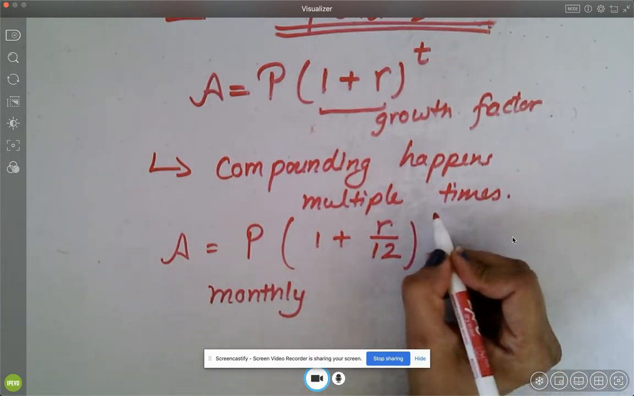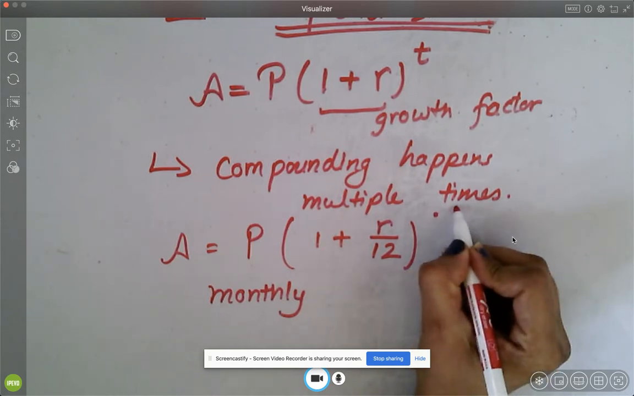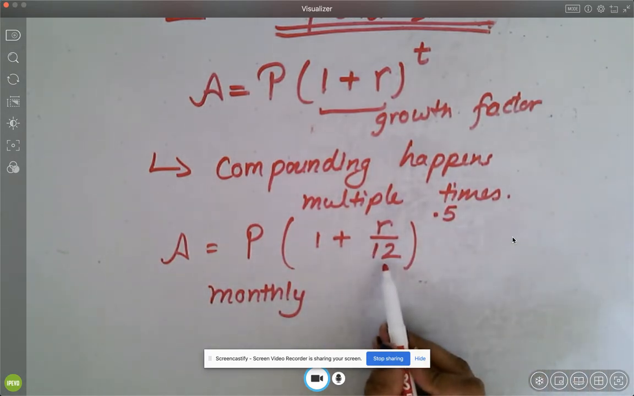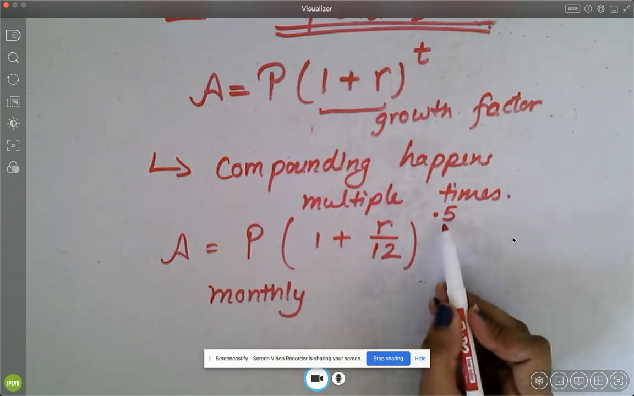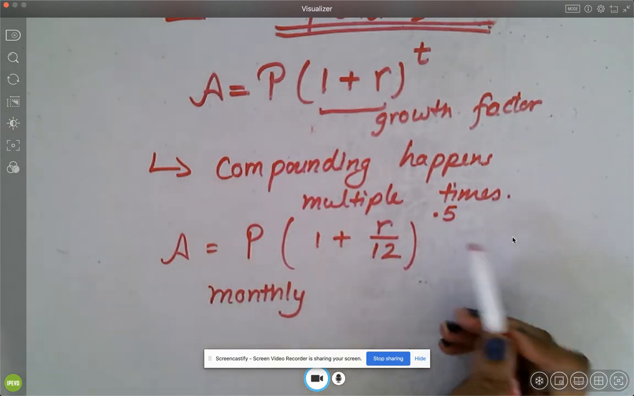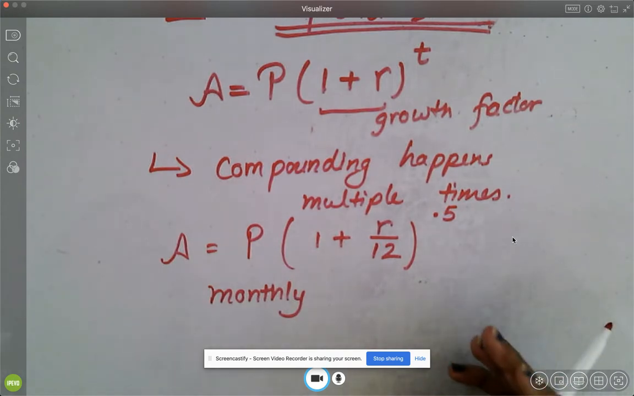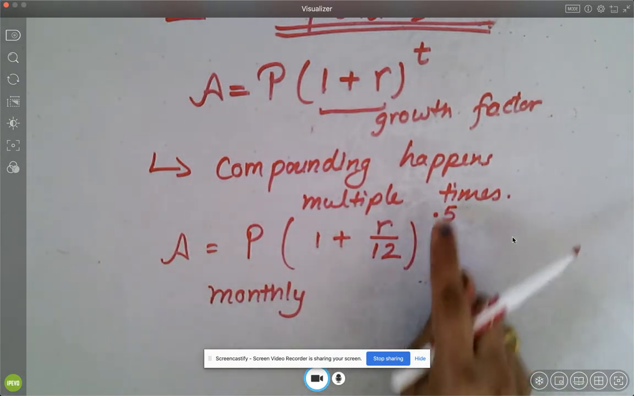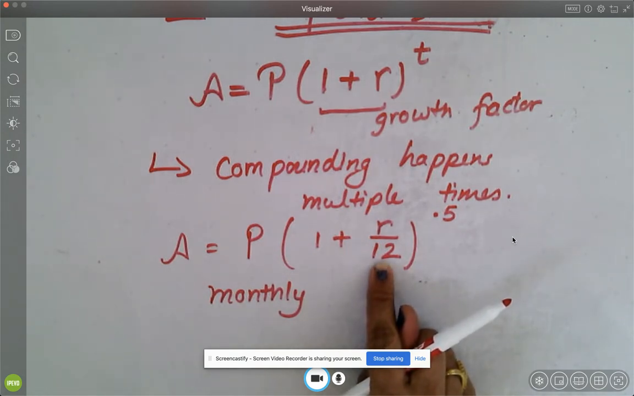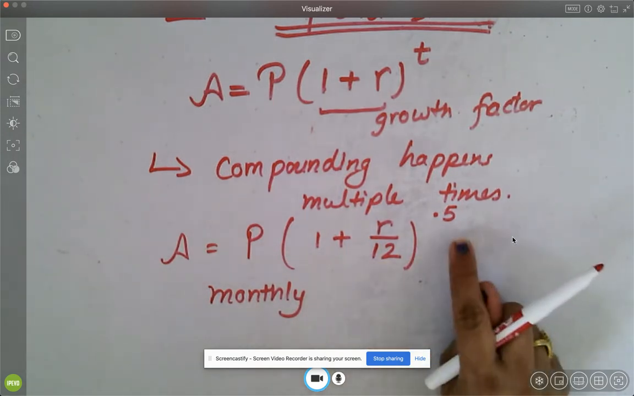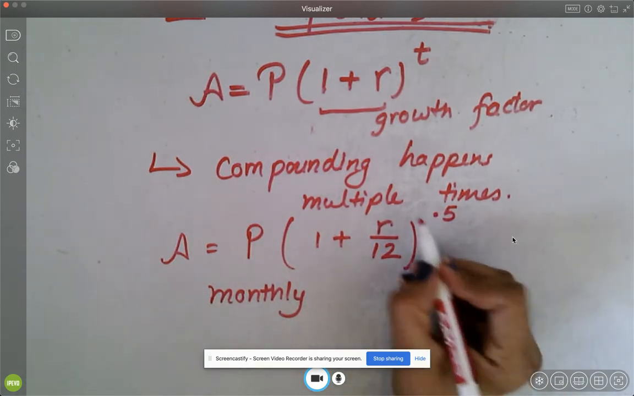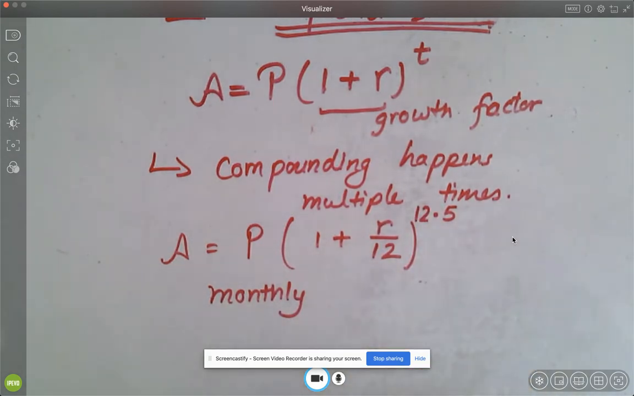And let's say you invested for 5 years. Now in a year it's happening 12 times, so in 5 years it's happening 60 times. Why 60? Because every year the compounding process happens 12 times, so for 5 years it's happening 60 times. So the same number would go up here, and this would be my new equation.